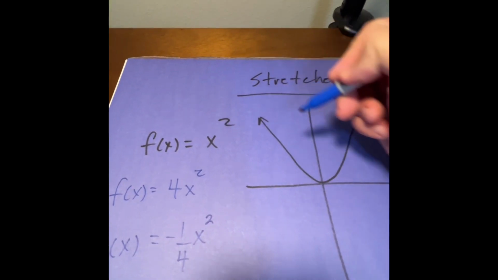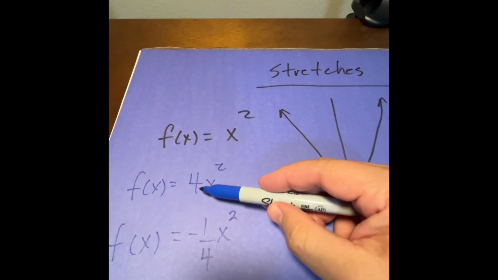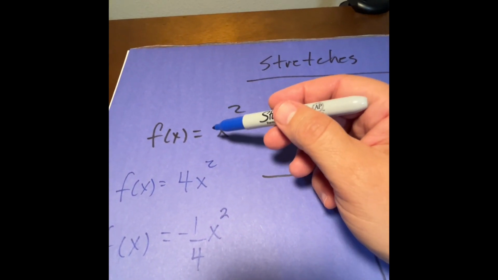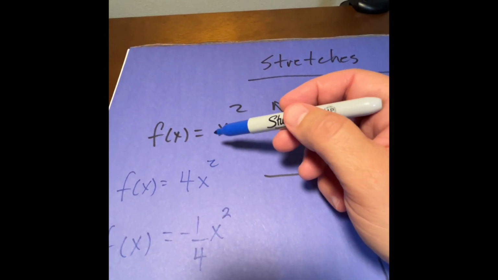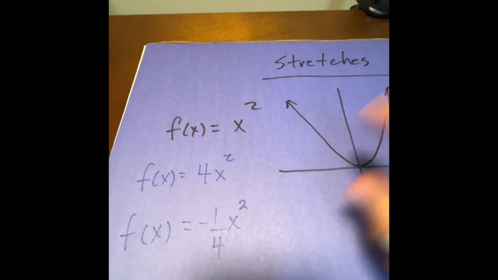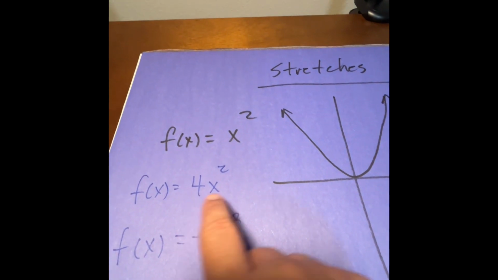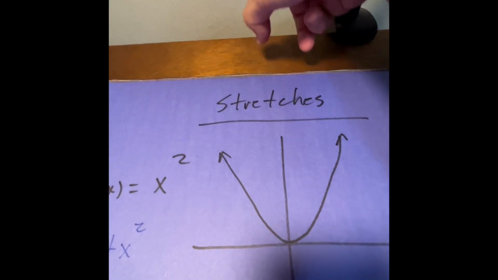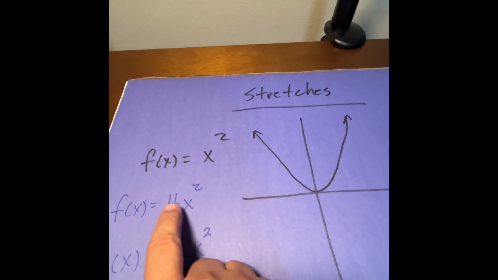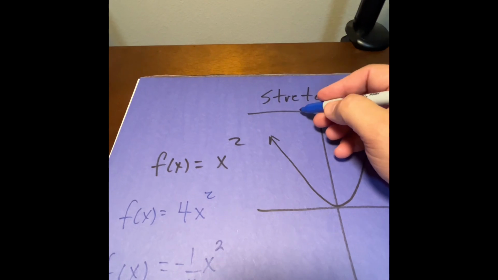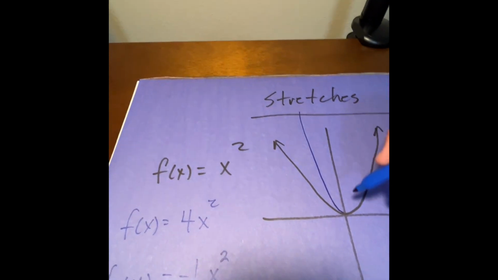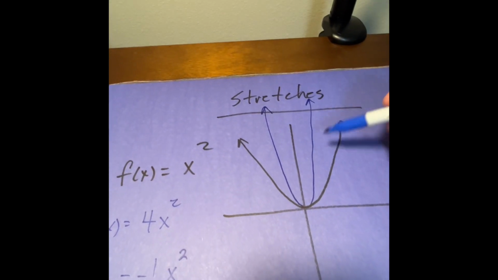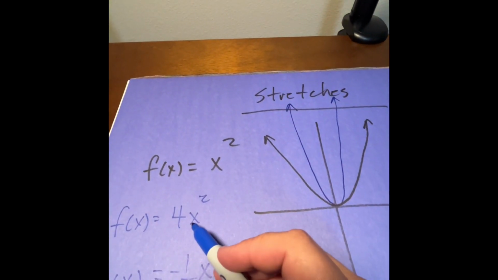So consider f of x equals x squared. This is what a stretch looks like when we have 4x squared. When you have a number in front of the function, like 4, that's going to be a stretch. It's as if we grabbed this and stretched it up. So this is a vertical stretch by a factor of 4. What would happen is this would be thinner. It's going to be thinner. And that's called a vertical stretch. So that's for this one right here.